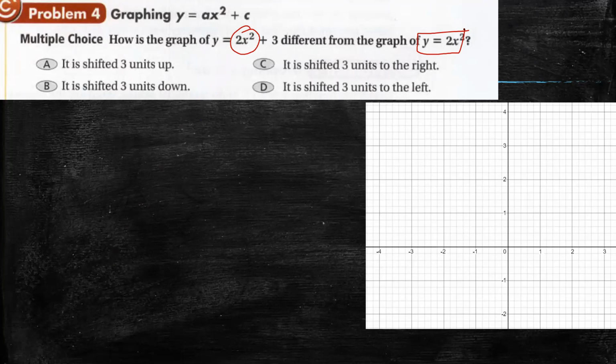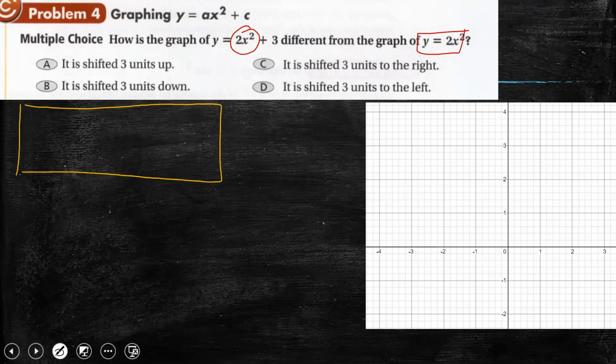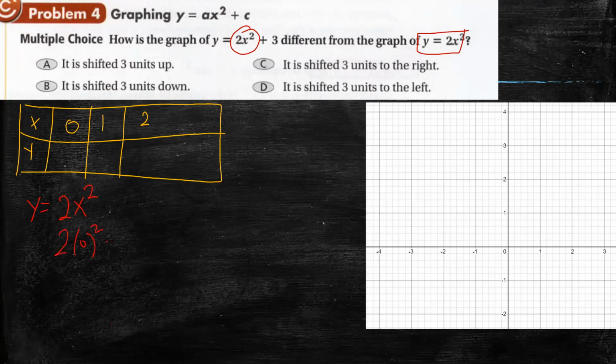What do we have to do? We have to do as we did before. Make a table, x and y. Choose any points you want, like 0, 1, 2, as an example. Then let's evaluate with y equals 2x squared. Let's do it. 2 times 0 squared is 0. Then 2 times 1 squared is 2. Then 2 times 2 squared is 4 times 2, which is 8.